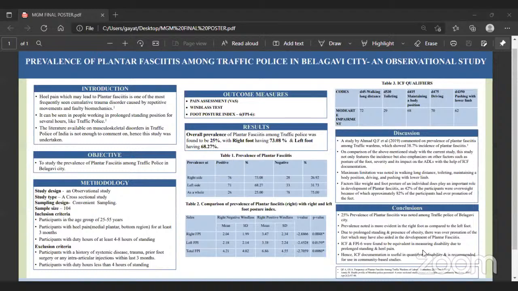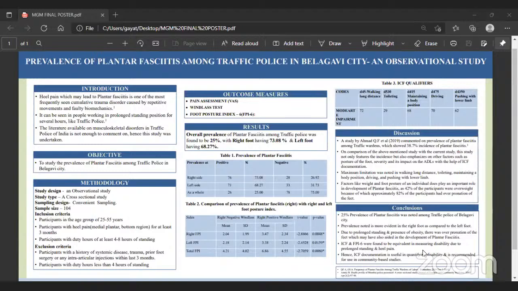this impairment was seen in 72 participants. Toileting was impaired in 29 participants. Maintaining a body position was seen in 68. Driving was impaired in 70 participants, and pushing with lower limb was impaired in 62 participants.